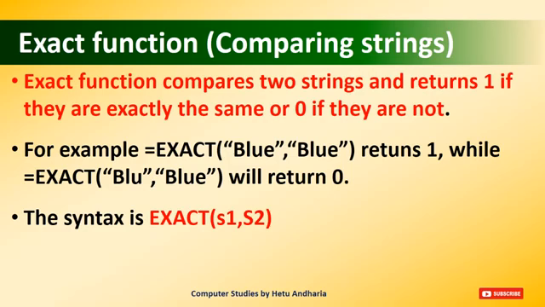The EXACT function compares two strings and returns 1 if they are exactly the same, and if they are not the same, then it returns 0. For example, EXACT into bracket double quotes blue, comma, double quotes blue, returns 1 since it is the same, and if it is different, it will return 0. The syntax is equal to EXACT into bracket cell 1 comma cell 2, or string 1 comma string 2. So we'll learn the usage of the TRIM function first.